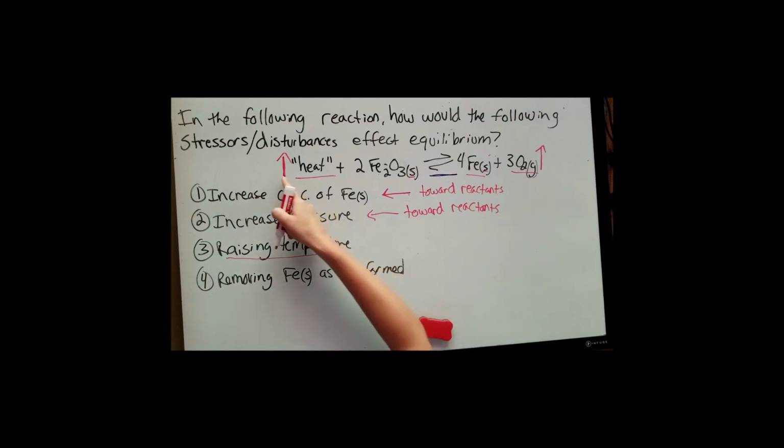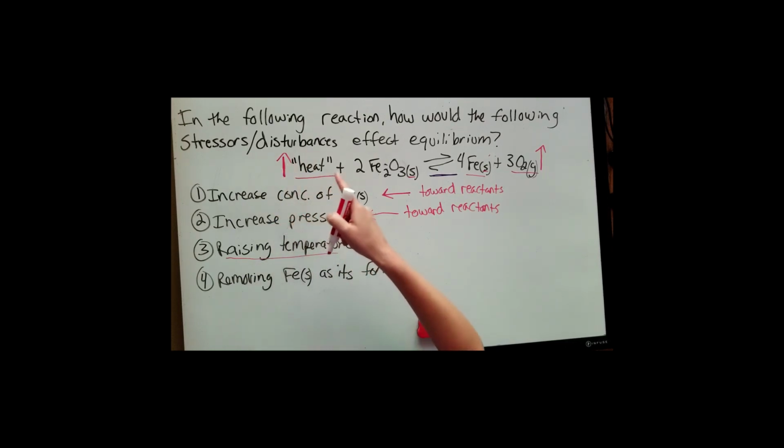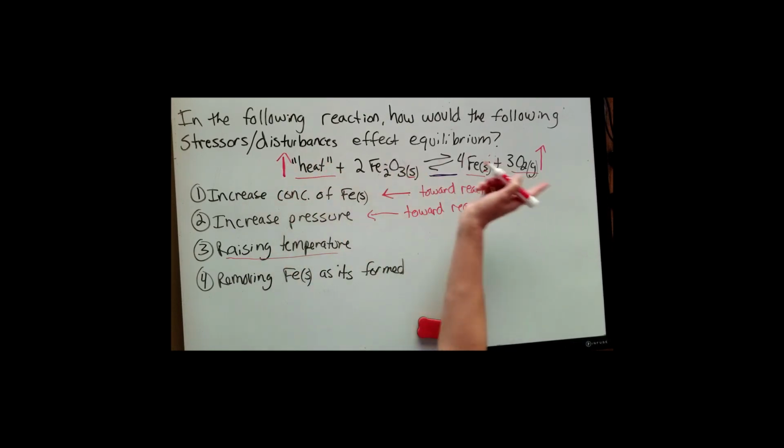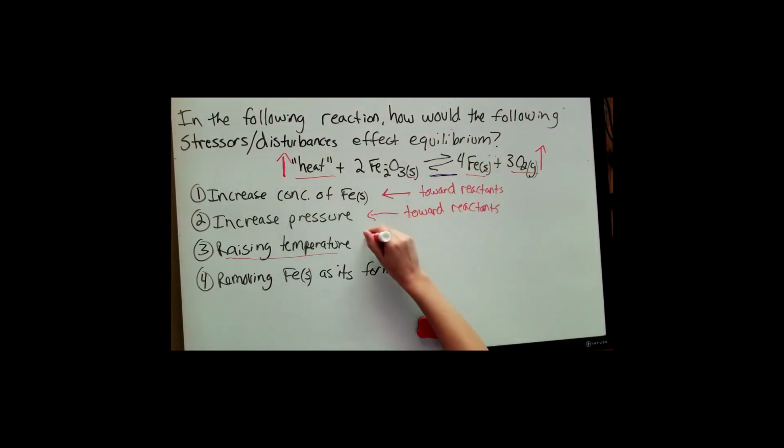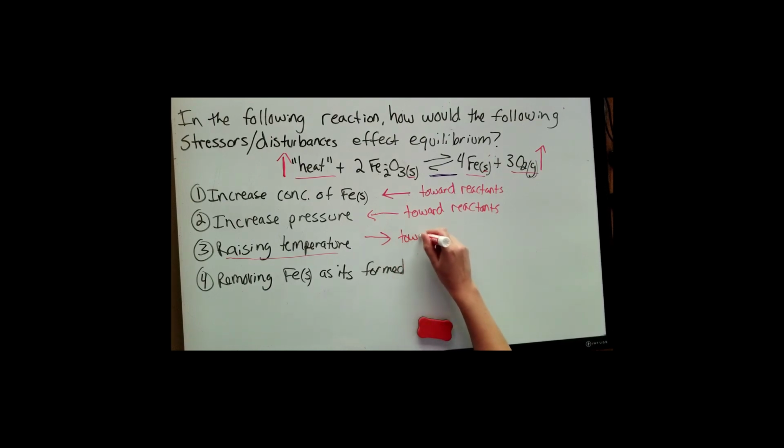So if this goes up and it's on the reactant side, I've disturbed the equilibrium, so it's going to shift the opposite direction to get rid of that excess that I just caused by raising the temperature. So heat is increased, equilibrium will shift, this time towards the right, toward products to get rid of that excess.